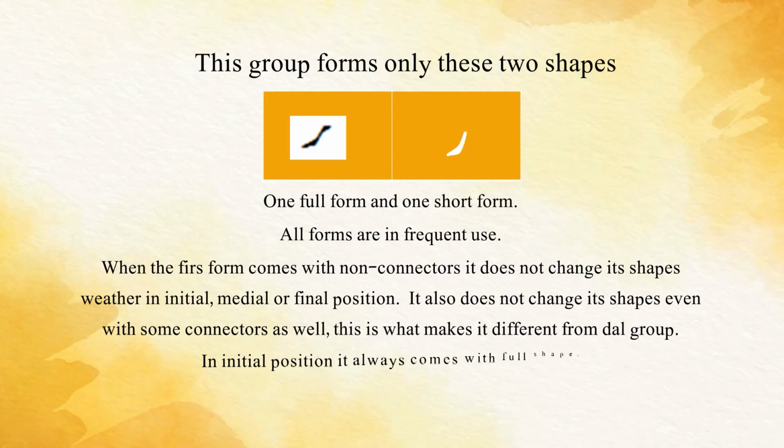When it works with some connectors, the alphabets belong to the connectors category, and there it will not change. The alphabets of the ray group will not change their shape, and this is what makes them different. In initial position it always comes with full shape, like the dal group.